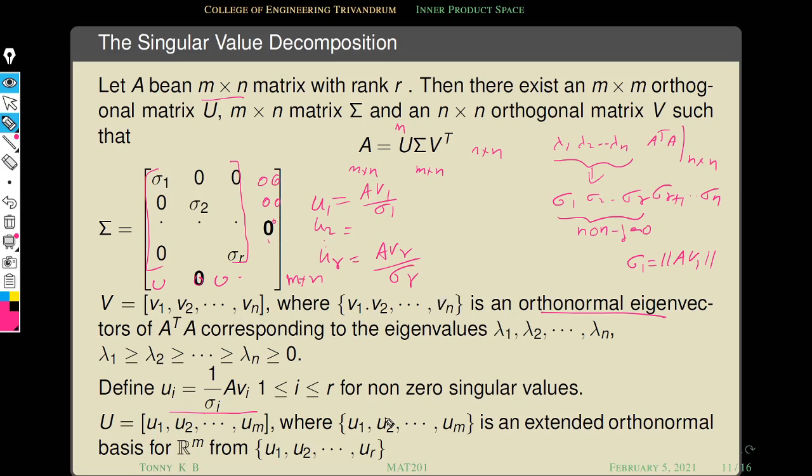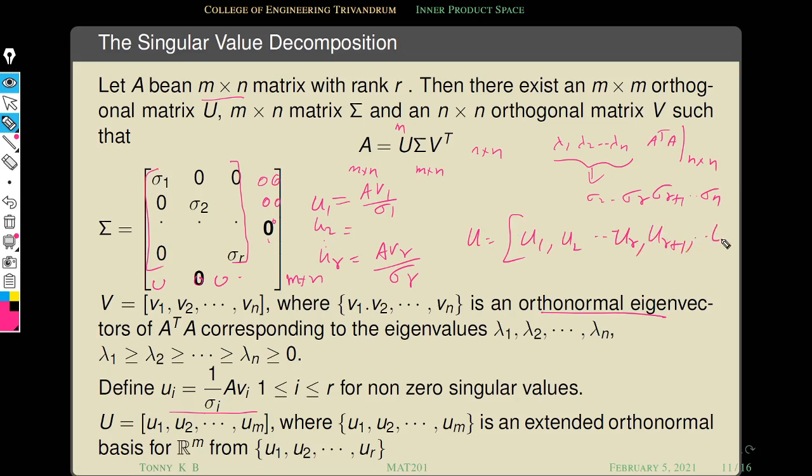Our aim is to create an m by m matrix. Our aim is to construct a matrix like this: U is equal to u1, u2, etc.